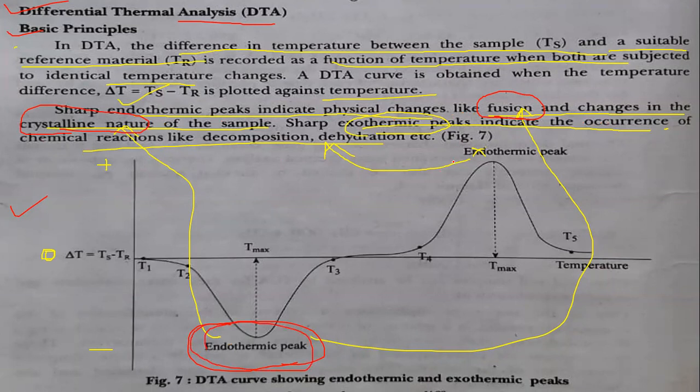And a sharp exothermic peak indicates the occurrence of a chemical reaction like decomposition or dehydration. So it indicates there is a decomposition or dehydration.